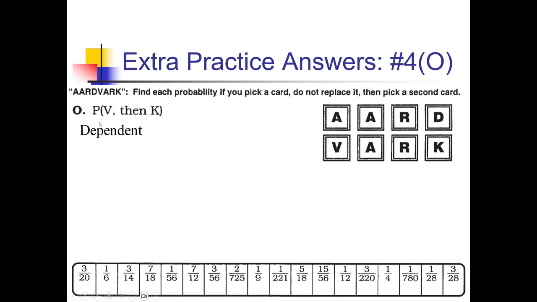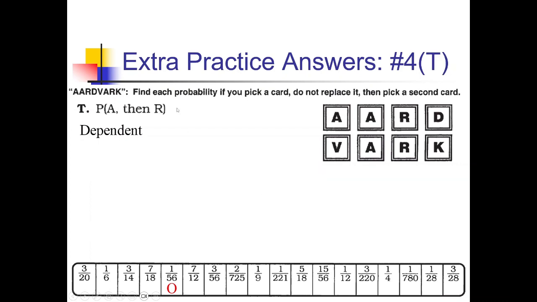So in this case, for letter O here, we're trying to pick a V, then a K. So the probability of a V, that's 1 out of 8 cards. And for a K, there's only one K, but now since I've picked one of the cards already, that means there's only 7 cards left, no longer 8. So 1 out of 7 is my conditional probability that I'm multiplying by this time. So this is going to be 1 over 56, which gives us an O right here.